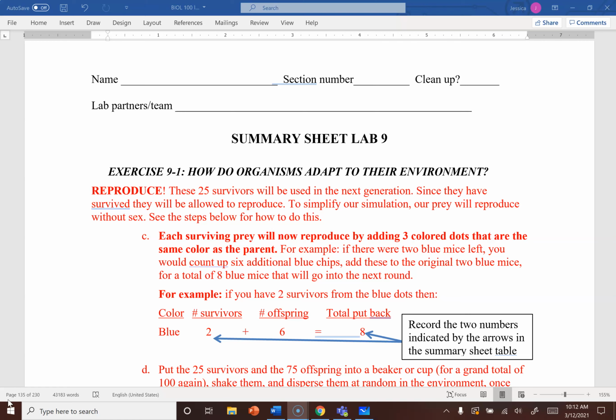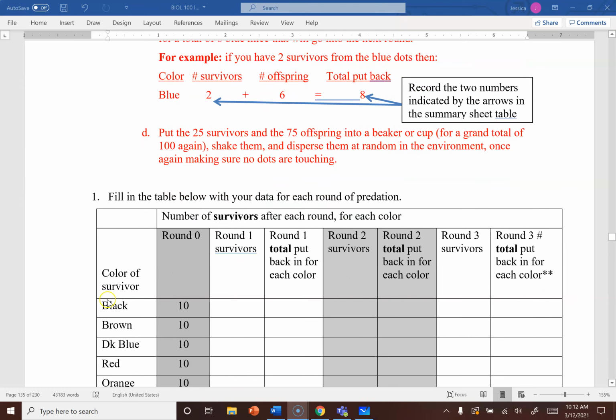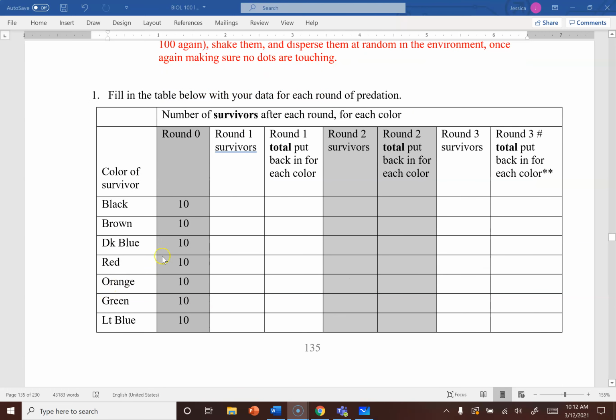So for our online lab, we are going to start with 100 mice, 10 of each color. The hawk is going to, in the first round, eat 75 of these mice. You'll be left with 25 survivors. So you'll fill out your data chart like this.